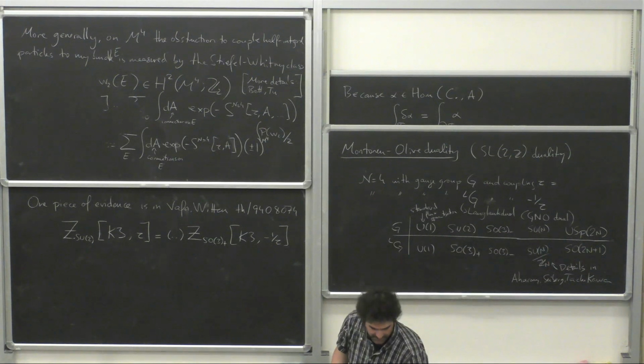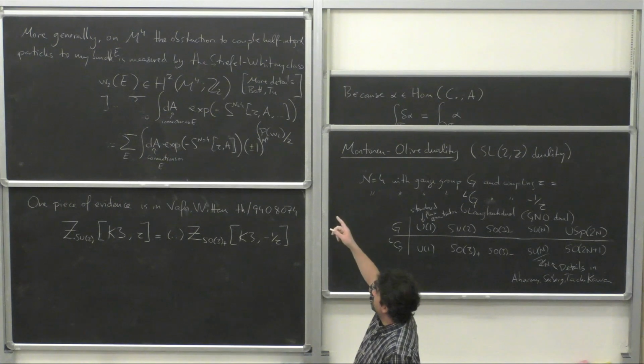So let's finish here, and next time I'll say something about the discrete symmetries in the N equal to 4 theory.